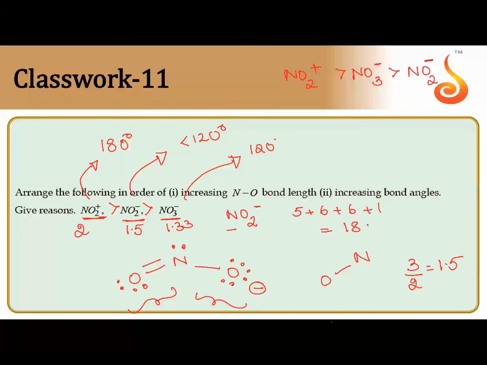NO3 minus had how much? Let me just check. 5 plus 1, 6 by 2, 3. If it is 3, it is sp2. 120 degrees, not 109. If I said 109, I'm sorry. This is 120 degrees, okay? NO3 minus is 120. And this is less than 120. And this is 180. Now clear?